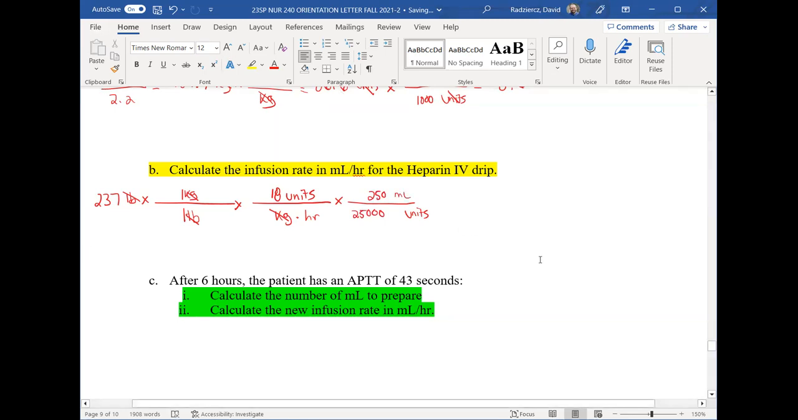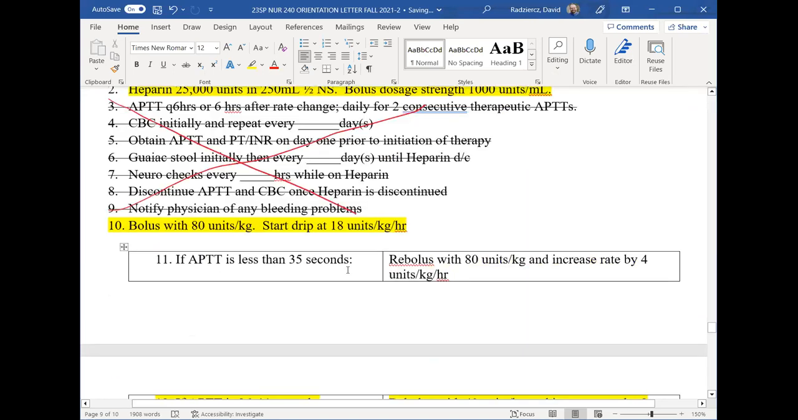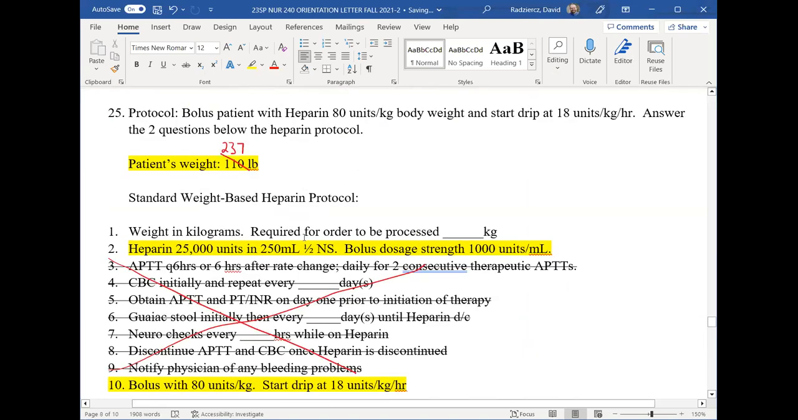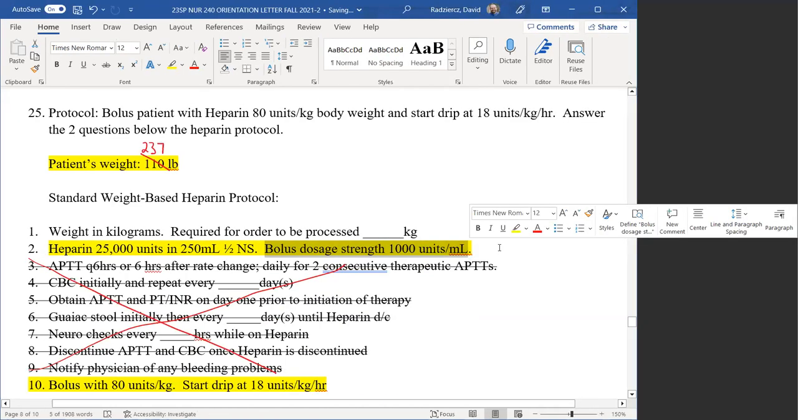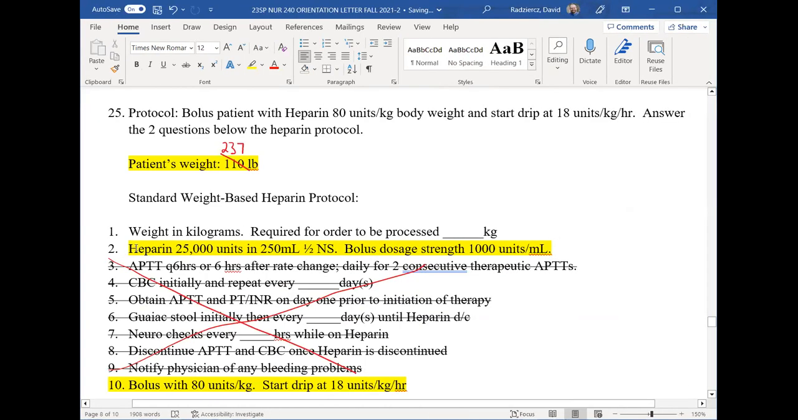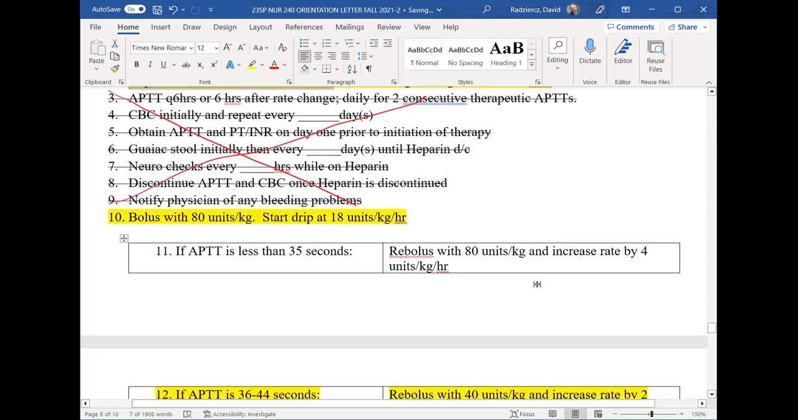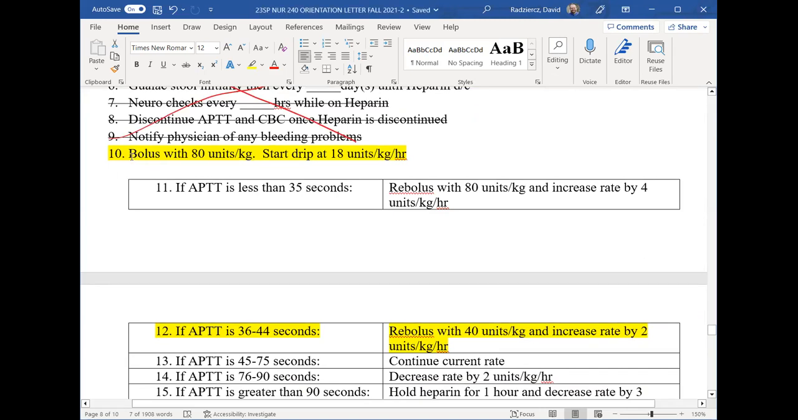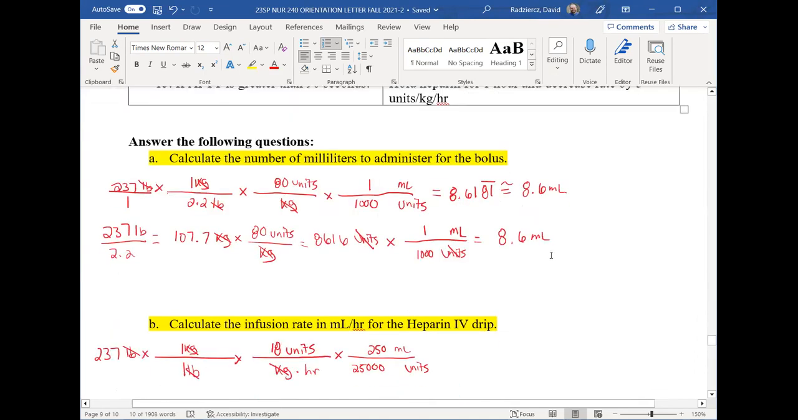If you're sitting there wondering where I'm getting all this stuff, it's written in the protocol. If I scroll up, it tells me here's where my bolus dosage strength is. Here's where my IV infusion strength is, the 25,000 units, 250 ml, half normal saline. And then this is what tells me what to do. Bolus with 80 units, start a drip at 18 units. Then we're just answering these questions.